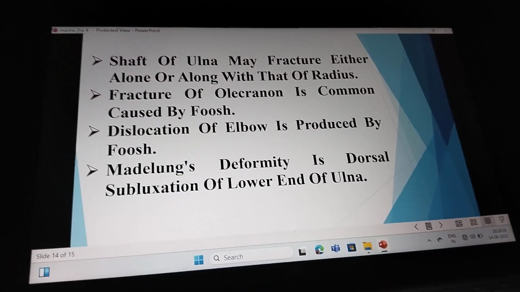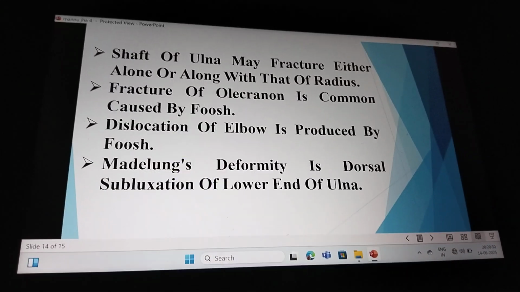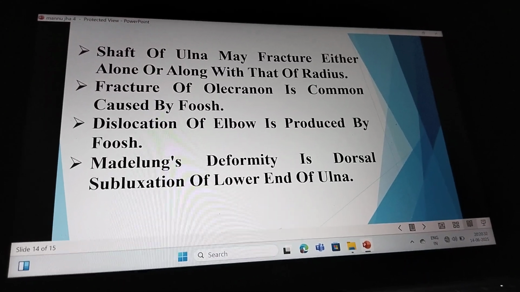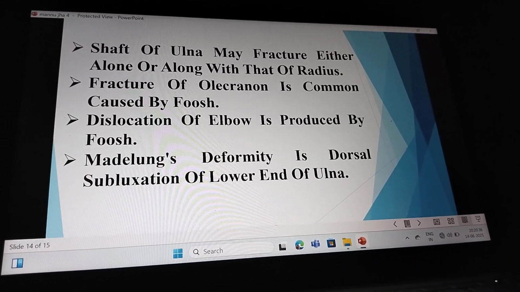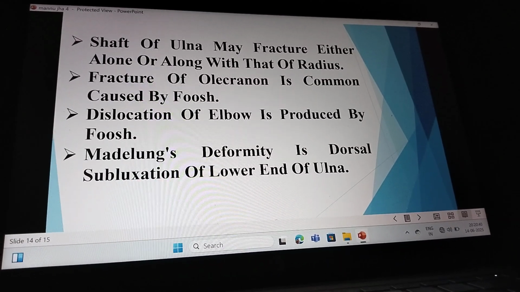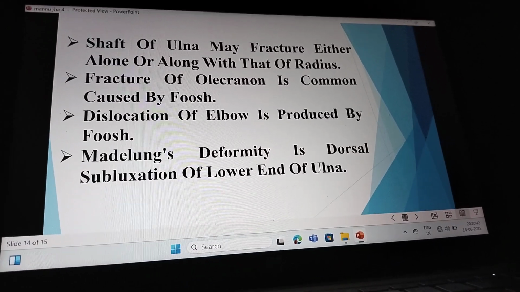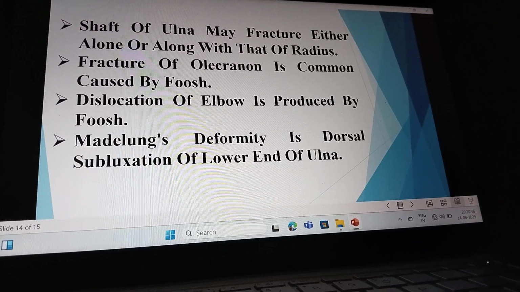Shaft of the ulna may fracture either alone or along with the head of the radius. Fracture of the olecranon is commonly caused by force. Dislocation of the elbow is produced by force. Madelung deformity is the dorsal subluxation of the lower end of the ulna.